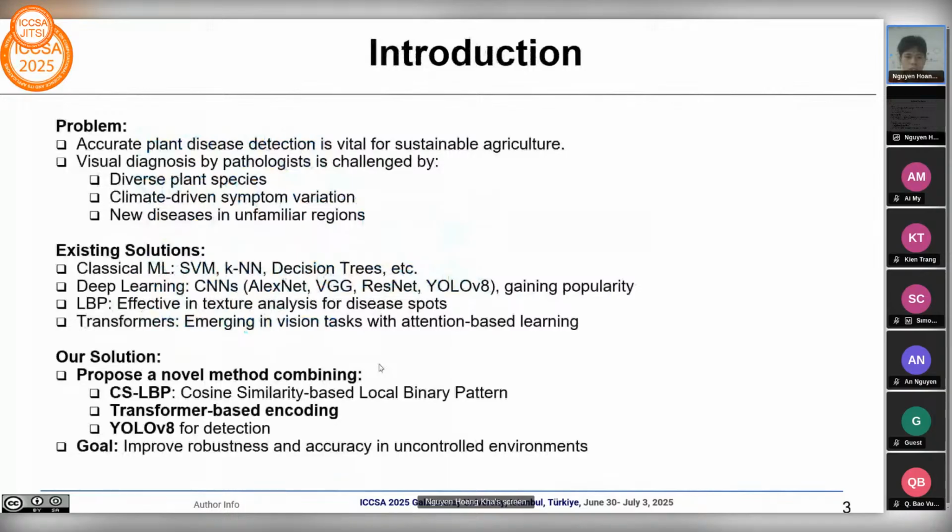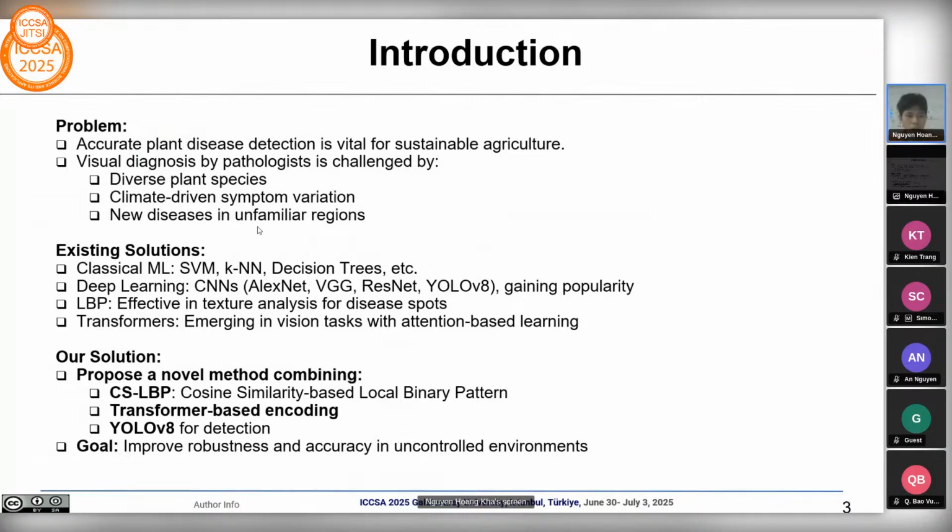In the introduction, we have three problems. First is diverse leaf species, climate-driven symptom variation, and new diseases in unfamiliar regions. The existing solutions are classical methods like SVM, KNN, and decision tree. In deep learning, we have CNNs, which are popular. LBP is effective in texture analysis for disease spots. And transformers are emerging in vision tasks with attention-based learning.